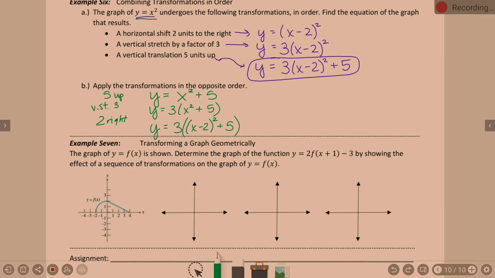The big difference here is that this stretch of 3 is after the plus 5, so that affects the plus 5. That's the big difference. So notice, same operations, different order. Notice my answers are written in a different order. So just beware.